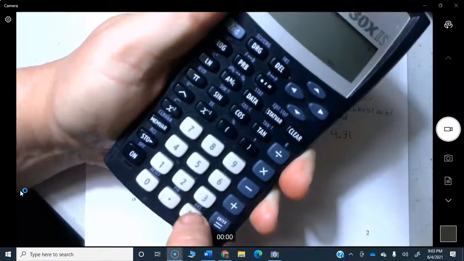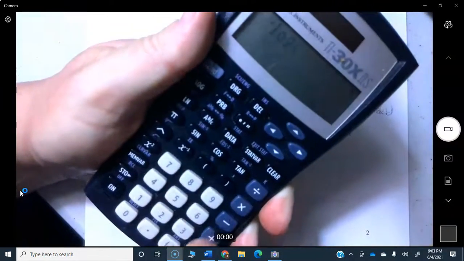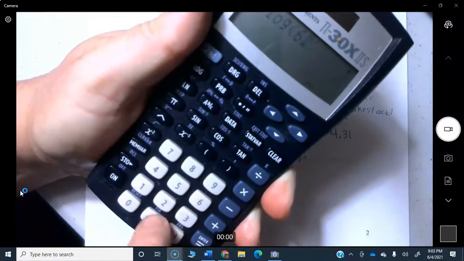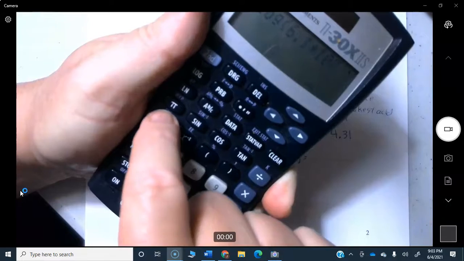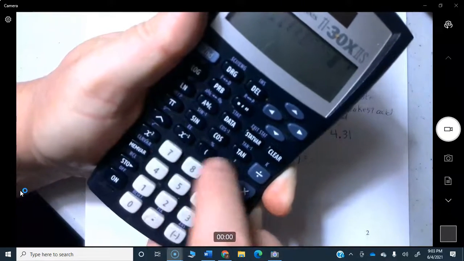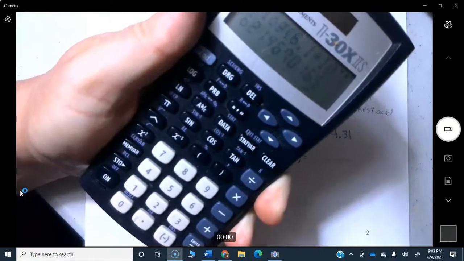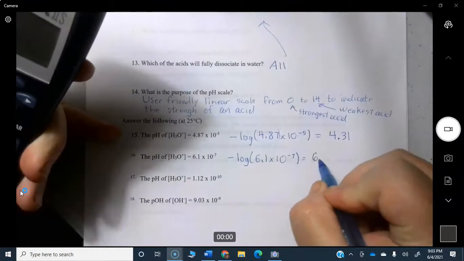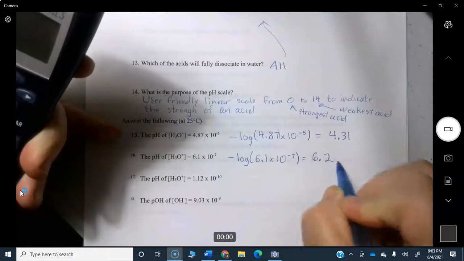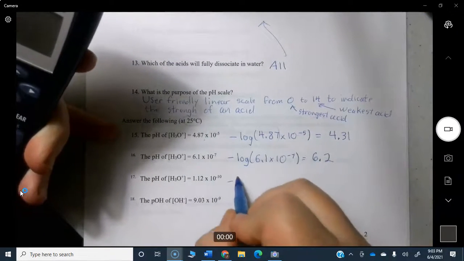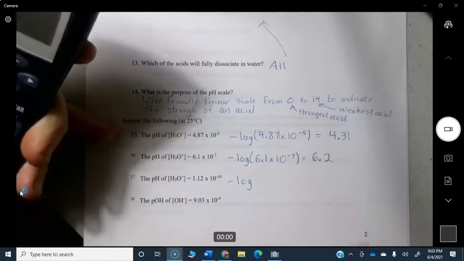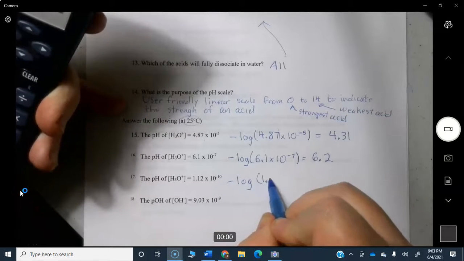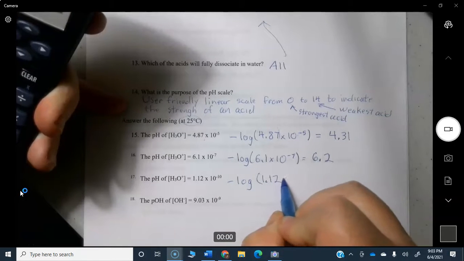So negative log 6.1 times 10 to the negative 7, close parenthesis, and you get 6.2. Okay? So there you go. Just do the rest of them silently.